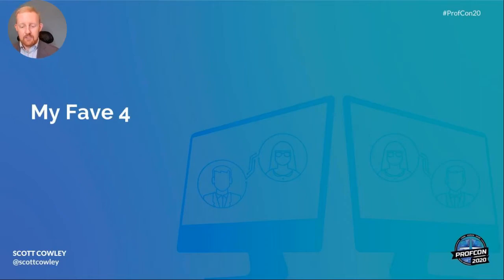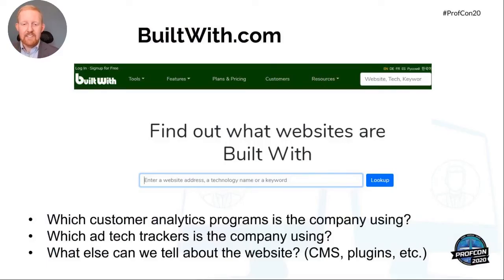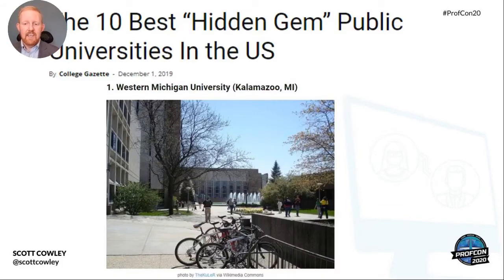Okay, so the story behind the first one is that last year there was a website that published a story that referenced Western Michigan University. And the story was called "The 10 Best Hidden Gem Public Universities in the U.S." And wouldn't you know it, we were rated number 1, which is awesome.